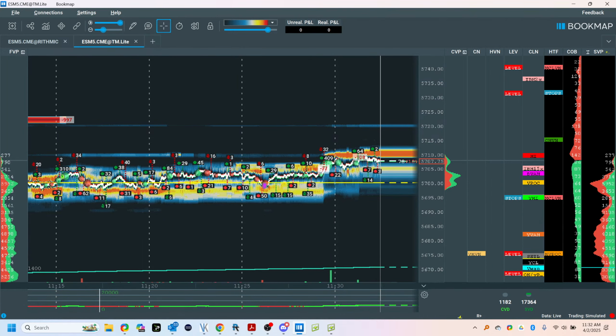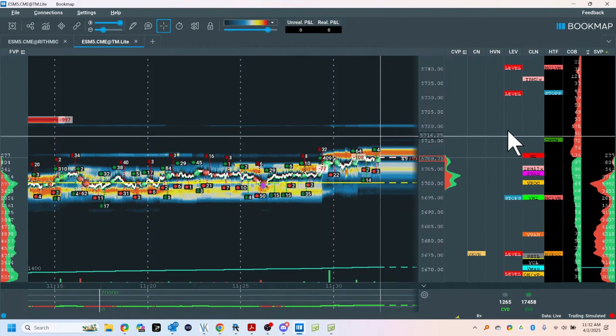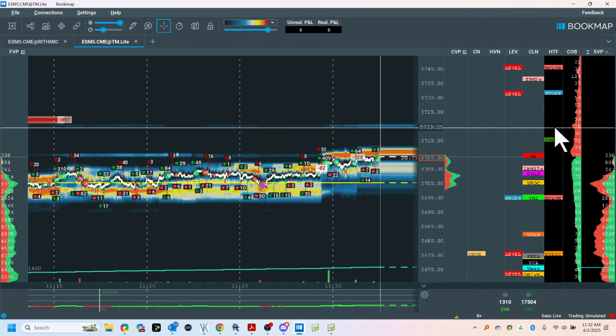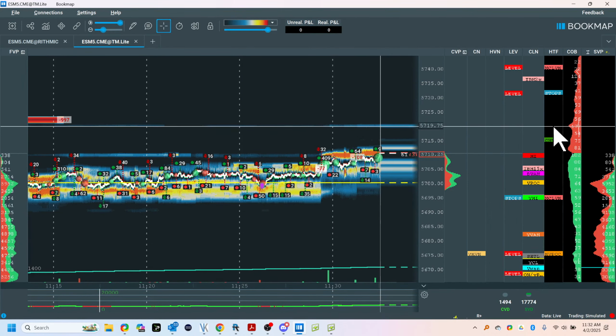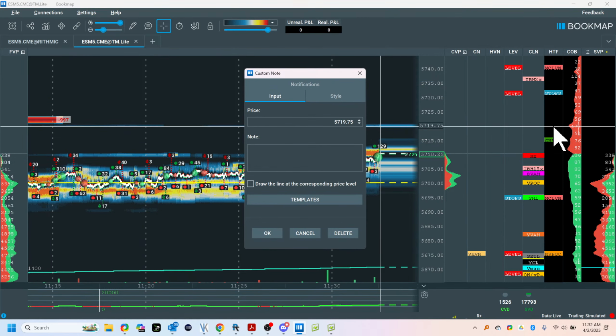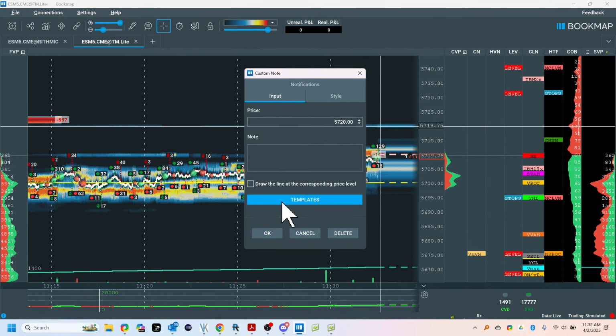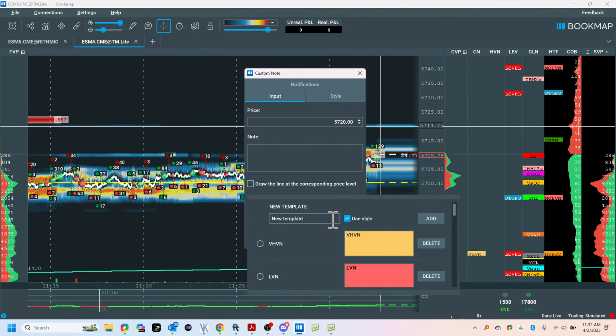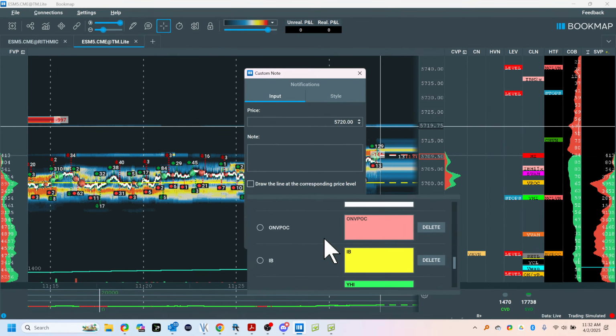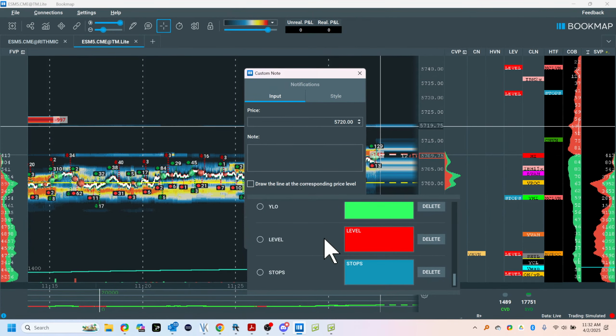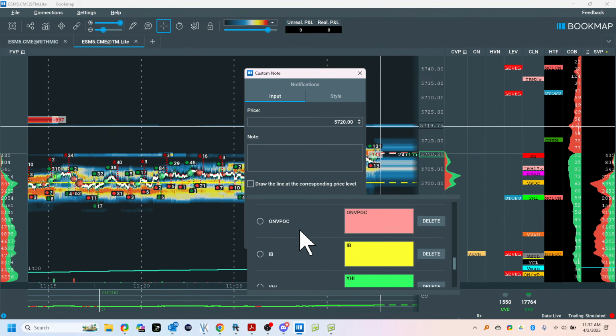And we have another area here, 5720. Where's 5720? It's right there. Got to throw this in here one second. And again, it's just a level. It doesn't mean anything other than that's interesting. Because what's more important, the way I look at this is, the thing about the auction is it leaves levels behind.